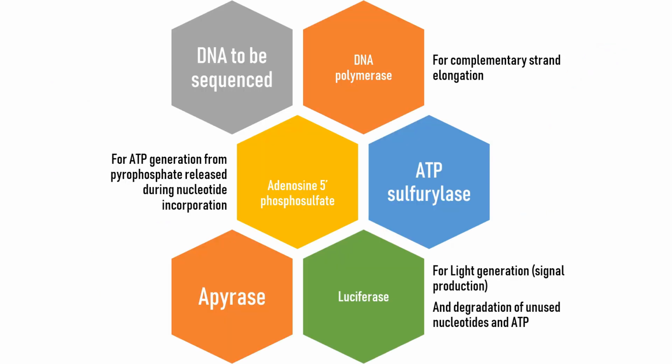A pyrosequencer requires the DNA to be sequenced and DNA polymerase for elongation of the complementary strand. Apart from this, it requires adenosine 5' phosphosulfate and ATP sulfurylase for the generation of ATP from the pyrophosphate, which will be released during nucleotide incorporation. After the generation of ATP, it requires the enzyme luciferase, luciferin and apyrase for light generation, which will lead to signal production, and for the degradation of unused nucleotides and ATP.